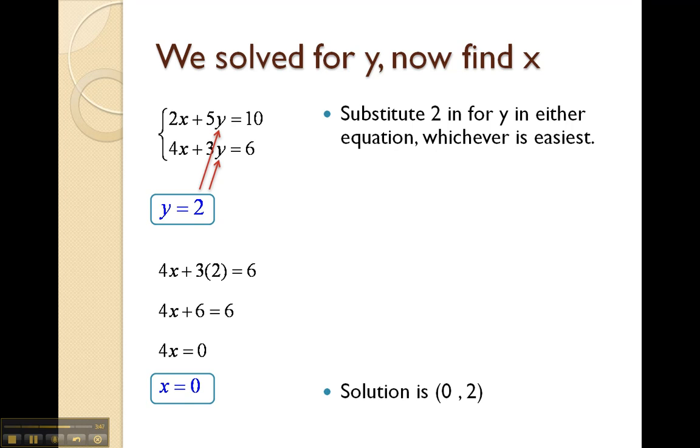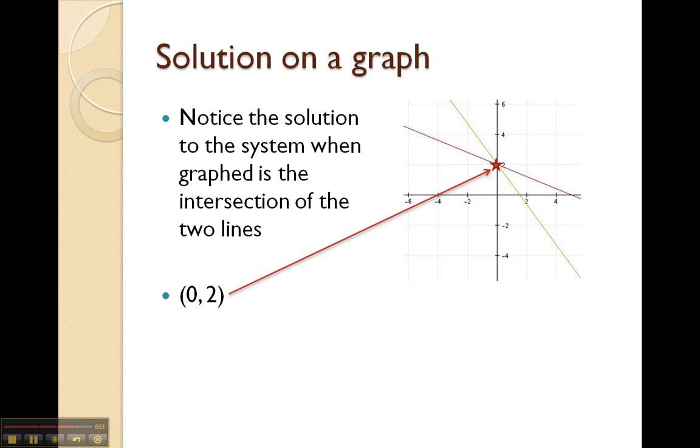So there we have our solution to the system of equations. Remember, the solution to a system is an ordered pair. It's an x and a y value, and in this case it is (0, 2). If we look at that graphically, remember that is the point where both graphs, and these are lines, will cross. That's the intersection point, and in this case that is at the point (0, 2). So hopefully this helps for solving systems of equations in 2 by 2.